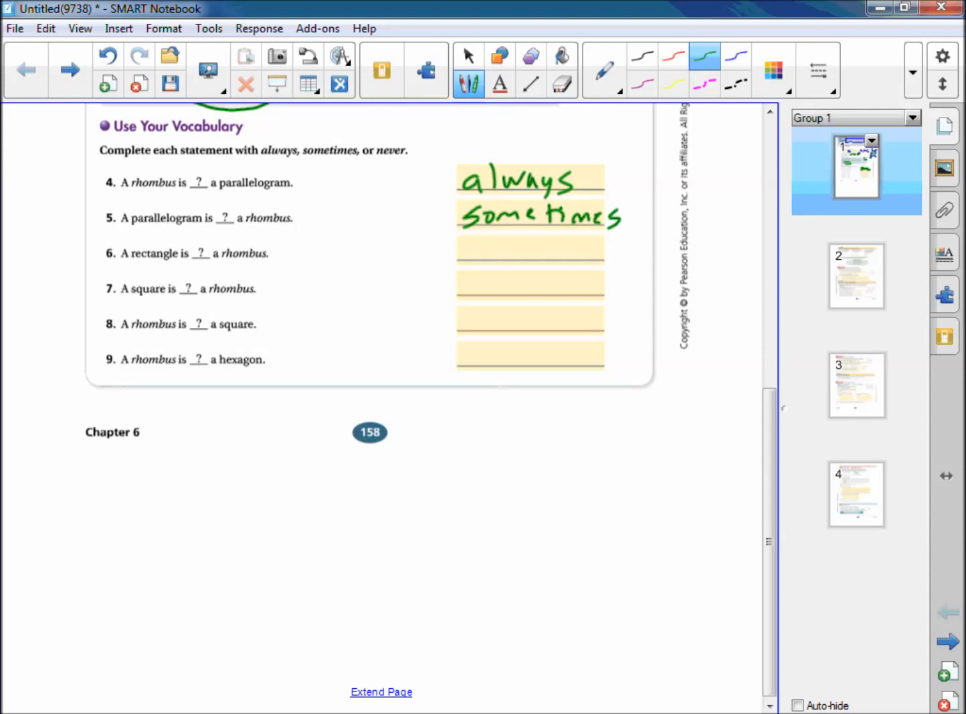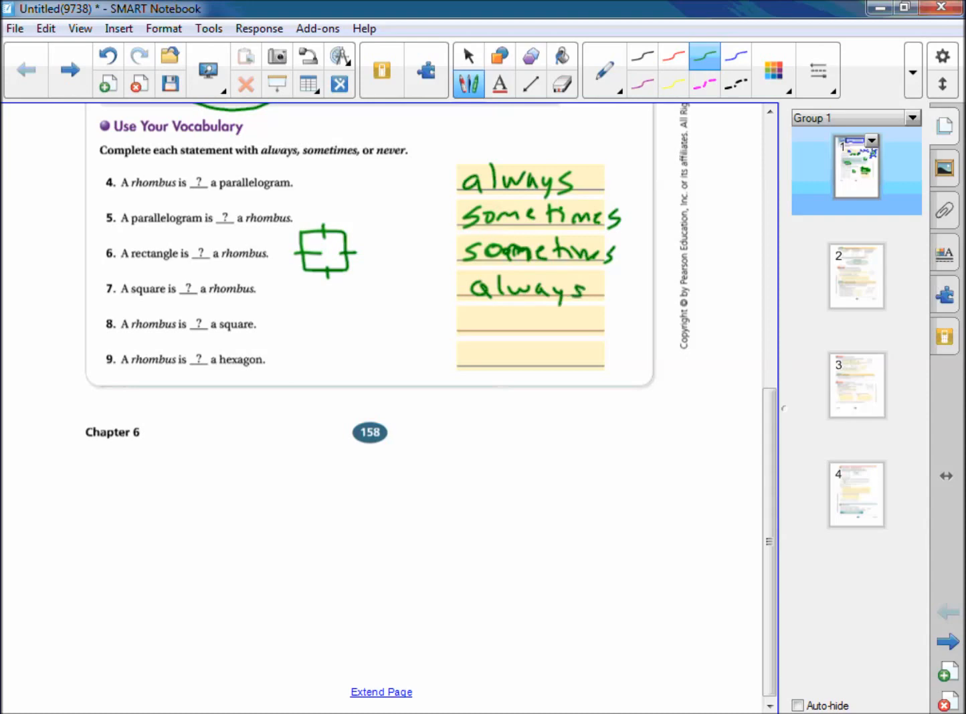So a rectangle is a rhombus. This is once again going to be sometimes. Why is it sometimes though? You say, well, a rectangle doesn't have all four sides congruent. But remember, a square is a rectangle. So here is a rectangle that is a rhombus. It's also a square. So a square is a rhombus. This is always. Every square is going to be a rhombus.